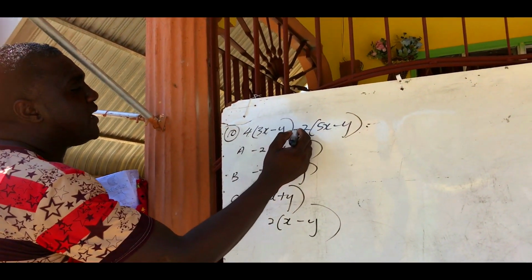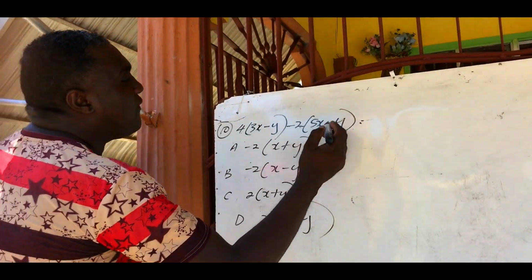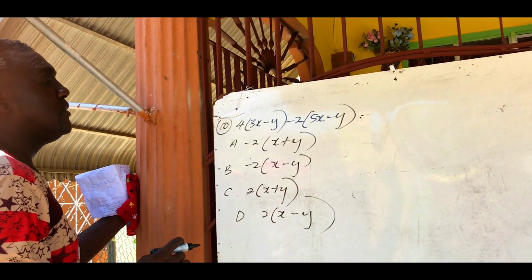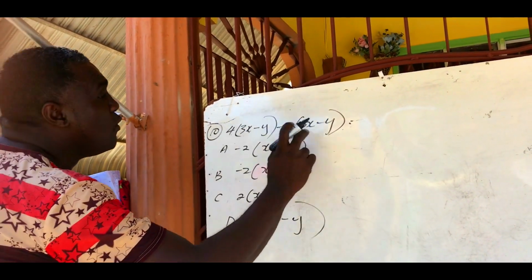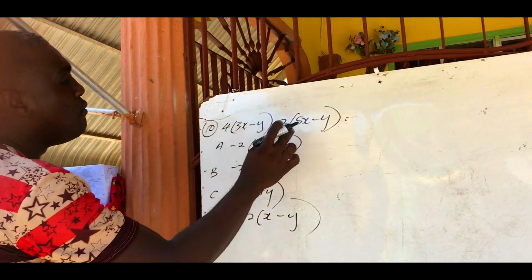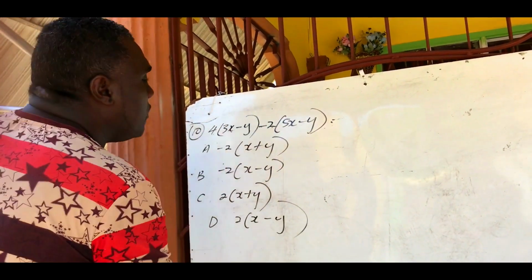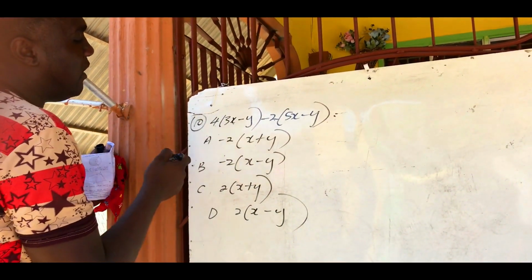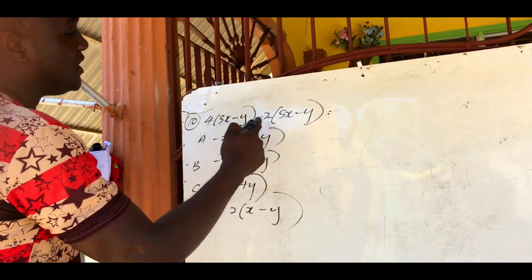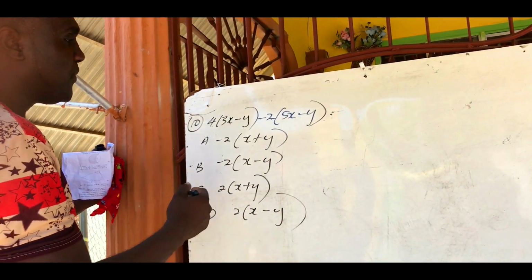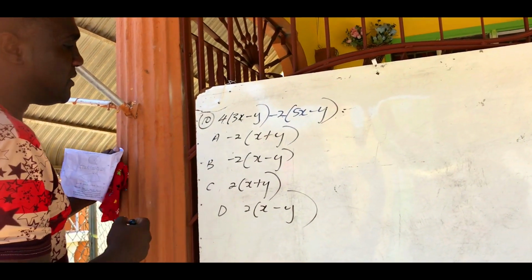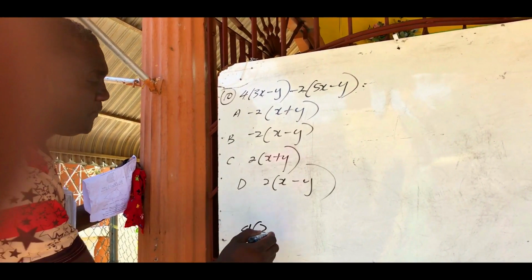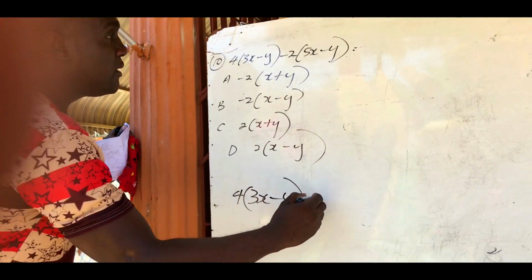Here we have 4(3x - y) - 2(5x - y). Now anytime you see the brackets, you have to remove the bracket, and we remove the bracket by using what we call the distributive law. And the distributive law states that multiplication is distributive over addition and subtraction for a set of real numbers. So the first thing we need to do is to remove the bracket here.